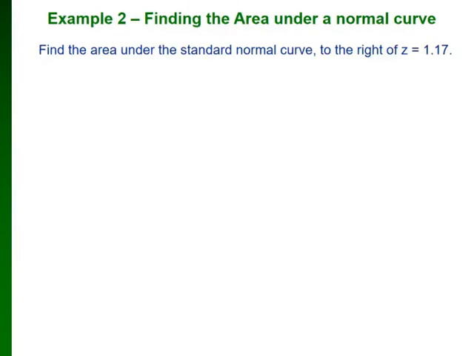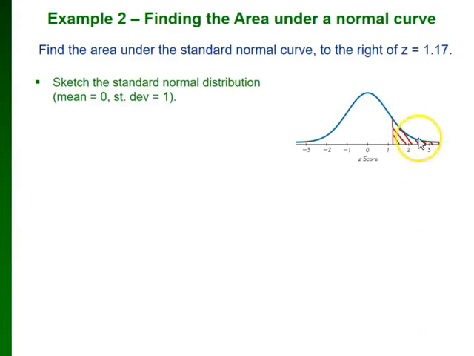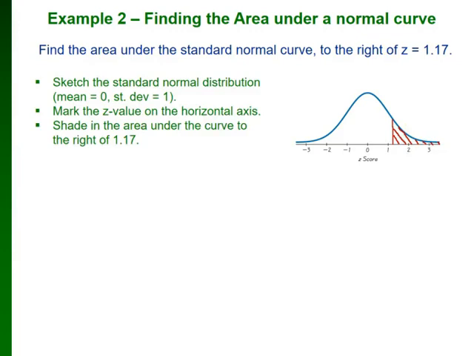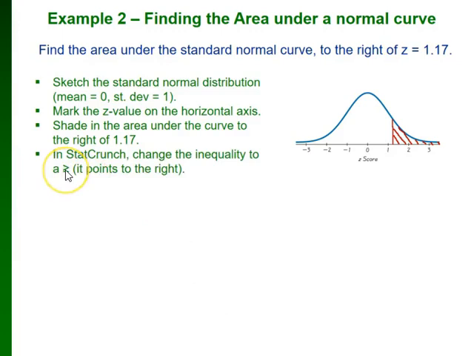Let's do another example. This time we're trying to find the area under the standard normal curve to the right of z equals 1.17. We're going to do our sketch again. This time we've got the same picture and we've got the 1.17 here again, but this time we're going to the right, so we're shading to the right. That means when we put this into StatCrunch, we want to change our inequality so that it points to the right so that it will match our picture.